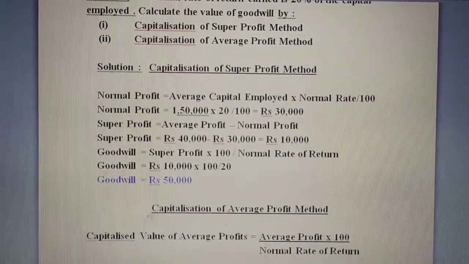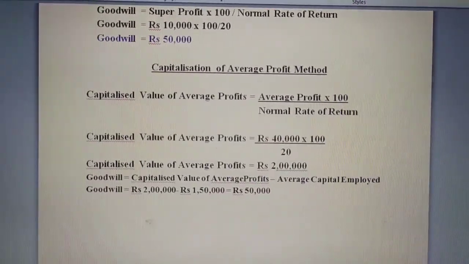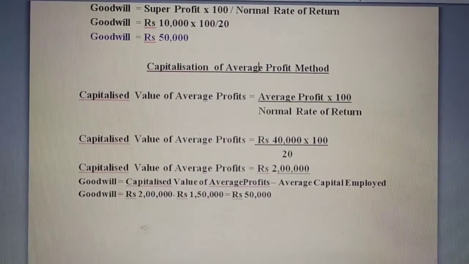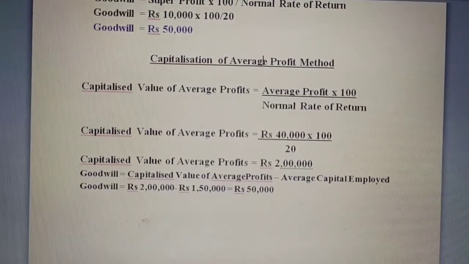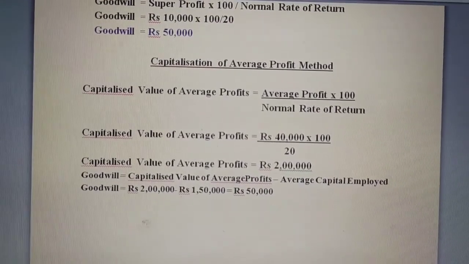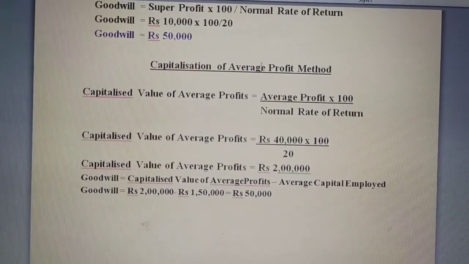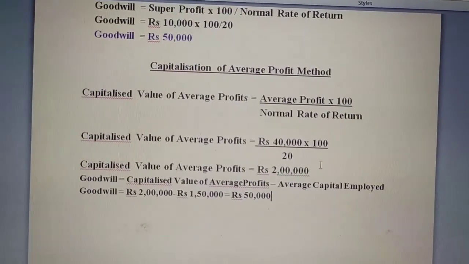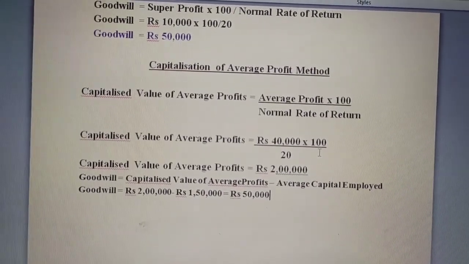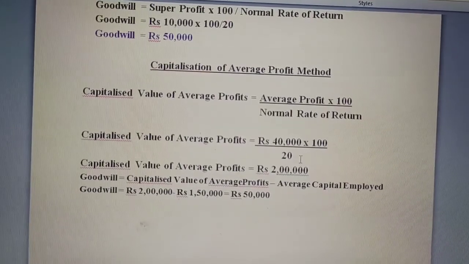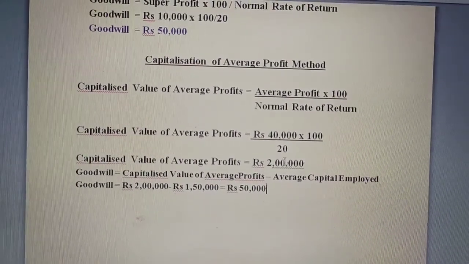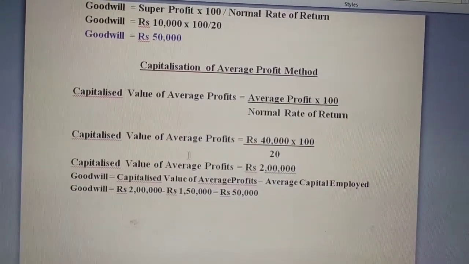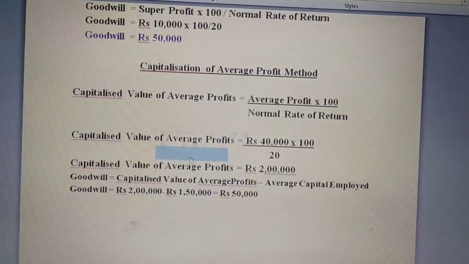Now moving on to the next method, that is capitalization of average profit method. Here the formula is average profit into 100 upon normal rate of return. This is the formula of capitalized value. In the question we have 40,000 average profit multiplied by 100 divided by 20, which is rate of return. We will get the amount of rupees 2 lakh, which is the capitalized value of the business. So the capitalized value here is rupees 2 lakh.